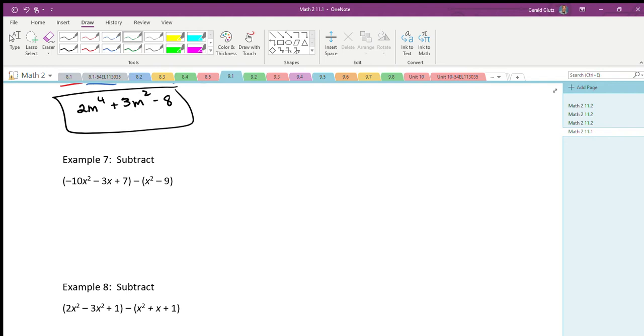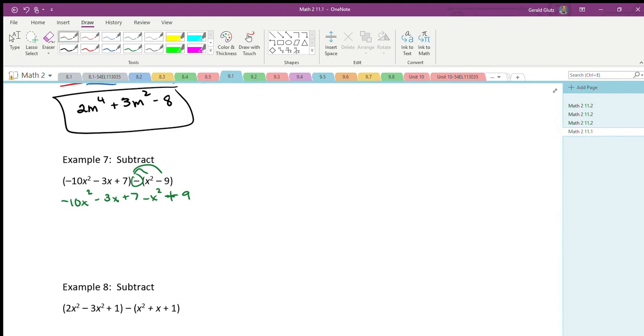So example 7, again, we have subtraction in between the sets of parentheses, so I want to distribute that subtraction sign. So I'm going to take away all the parentheses when I distribute, so negative 10x squared minus 3x plus 7 minus x squared minus minus 9. Minus minus turns into a plus.